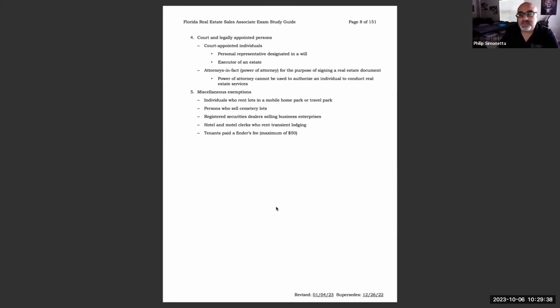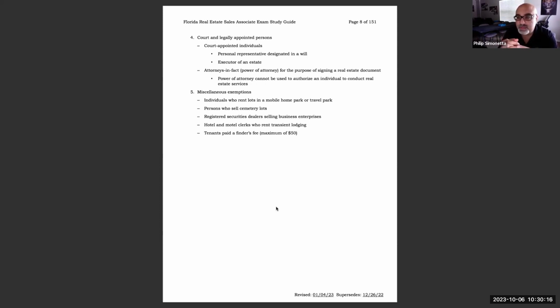Okay, and let's look at number 4, court and legally appointed persons. So if a court appoints an individual, the personal representative, these are the examples. So the court will appoint. So if you have a person who is designated in a will to handle the transaction, that would be like an executor of an estate. And then you also have attorneys in fact. Attorneys in fact are a power of attorney, and for the purpose of signing a real estate document, they can handle that document and that's it. It's a single purpose power of attorney.